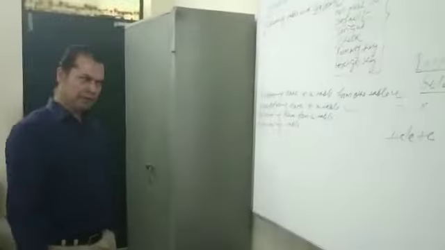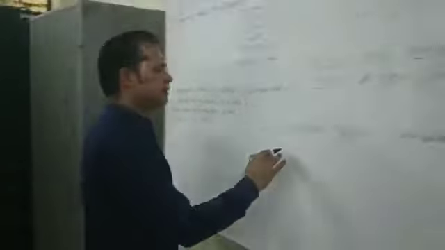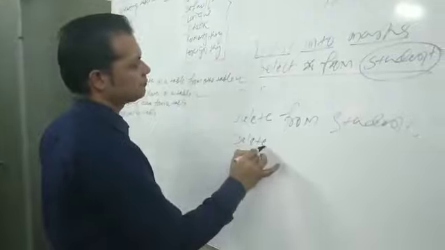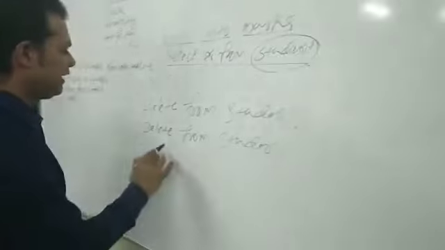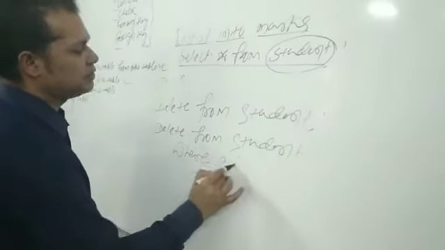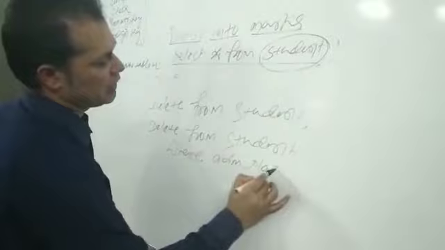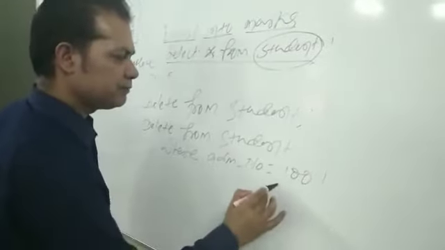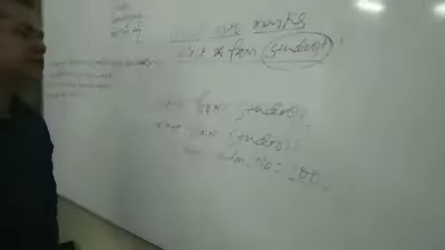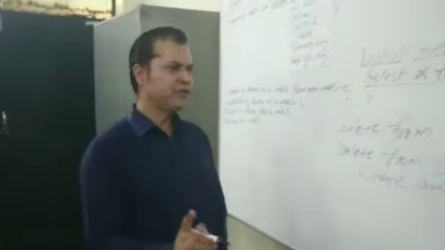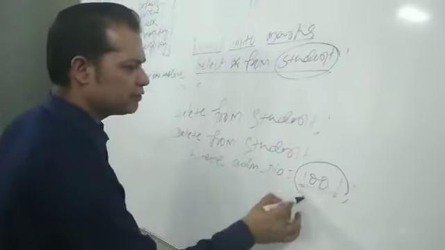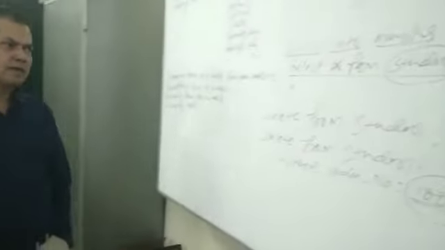Now this delete from student command will delete all data from the student table. But if you want to delete a particular record, then the command will be delete from student where admission number equal to 1001. Since admission number is an integer, there is no need to put it in quotes. This command will delete only the record from the student table where the admission number is 1001. This is how to delete a particular record.